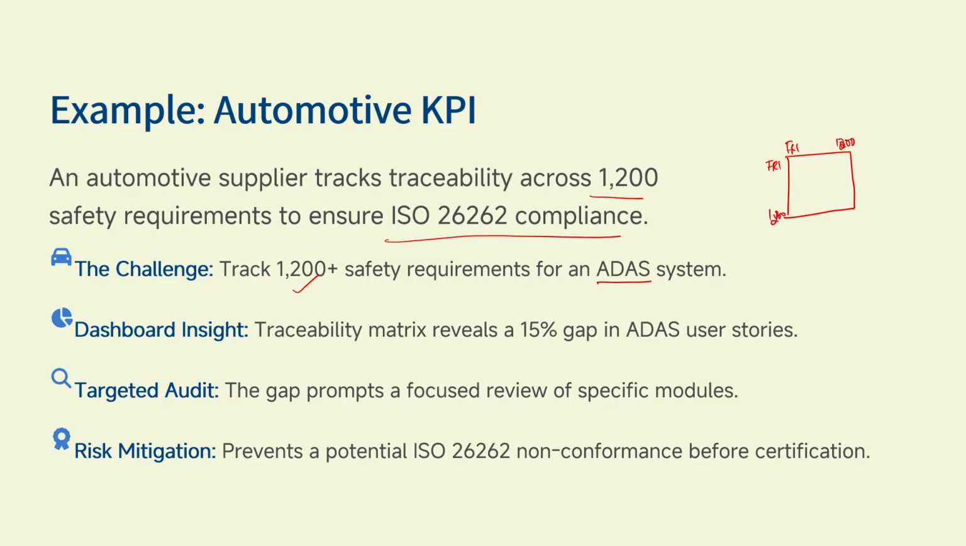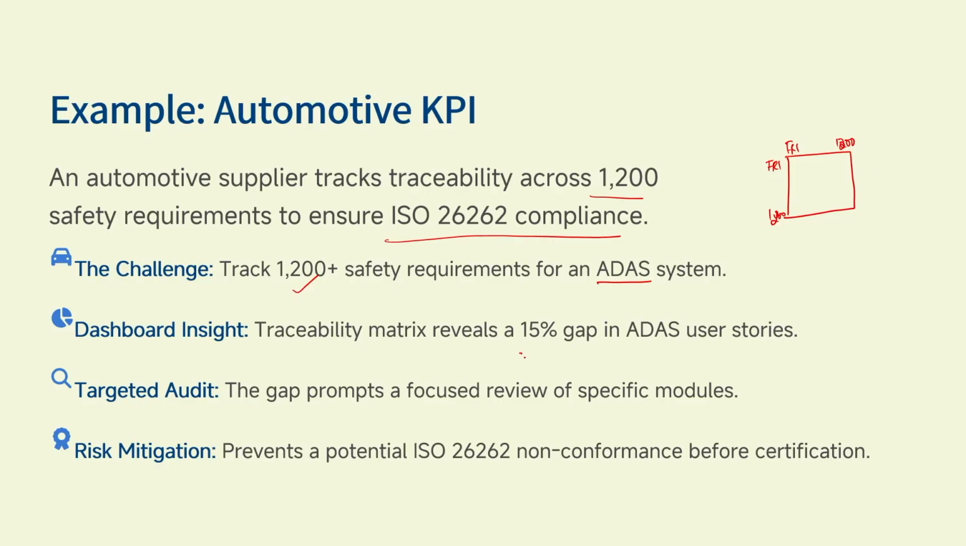So if you have a static spreadsheet, it is going to be much more complex and very huge to track the changes. So adopting some tools like Jira and other DevOps tools could be much better. If you have tools like that, from the dashboard, if there is a 15% gap in the user stories, we can identify that there are some gaps, and that some focused review with respect to specific modules is needed. So everything could be taken care of and you can make sure that it is compliant to the ISO standard.